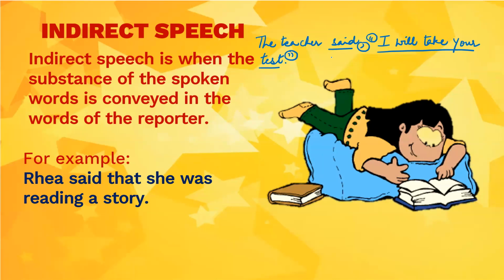Now, when the same thing has to be conveyed indirectly, that means when I'm telling this to my mother, I will speak it through me. The words will be through me. I will now be conveying what my teacher said as per me. So it will be now, the teacher said that she would take our test.